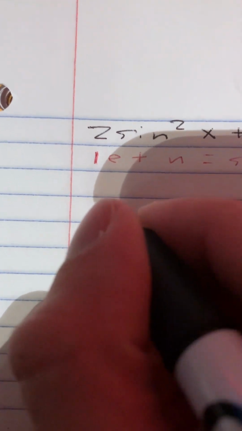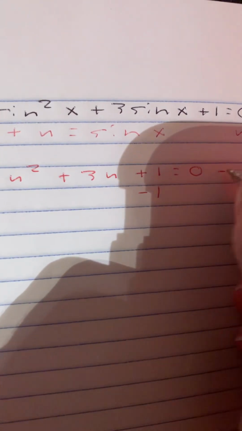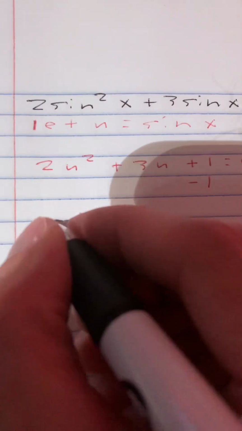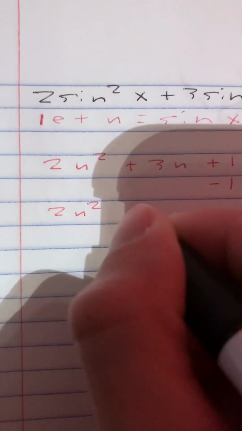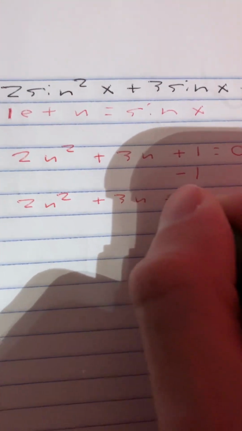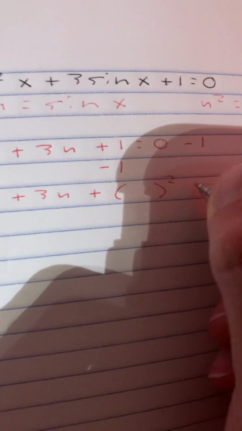So that u squared is sine squared of x, right? So I can say that this is 2u squared plus 3u plus 1 equals 0. And if factoring didn't work, I could have solved this by completing the square. So I subtract 1 from both sides, and I get 2u squared plus 3u plus that something squared is equal to negative 1 plus that something squared, right?